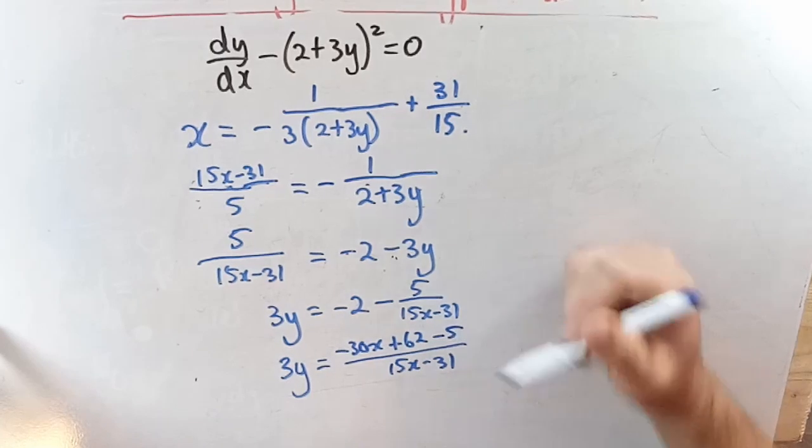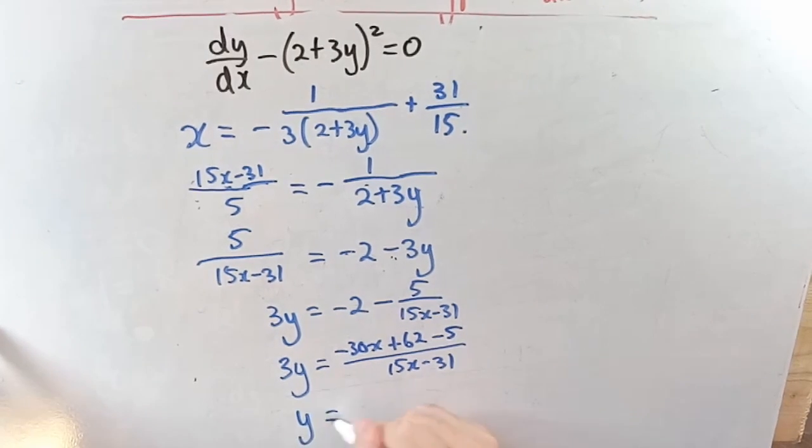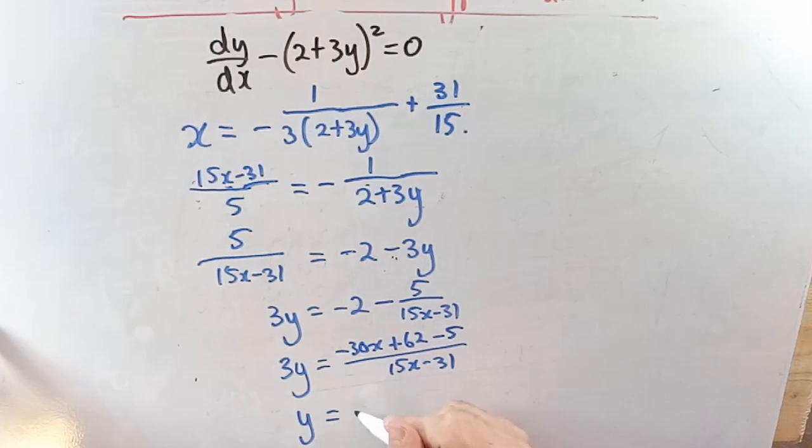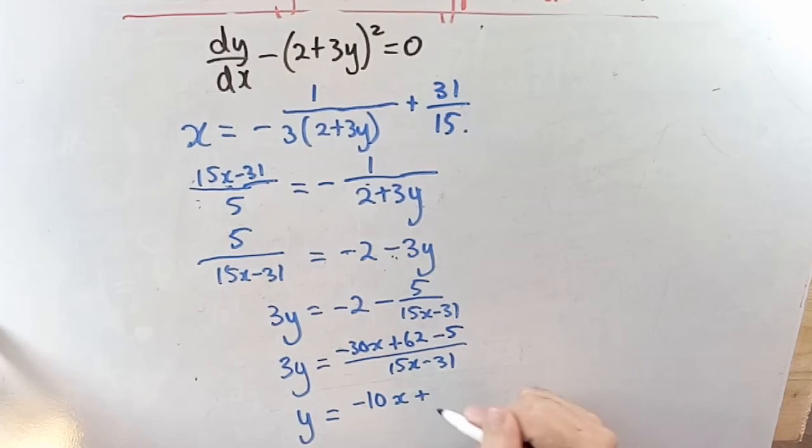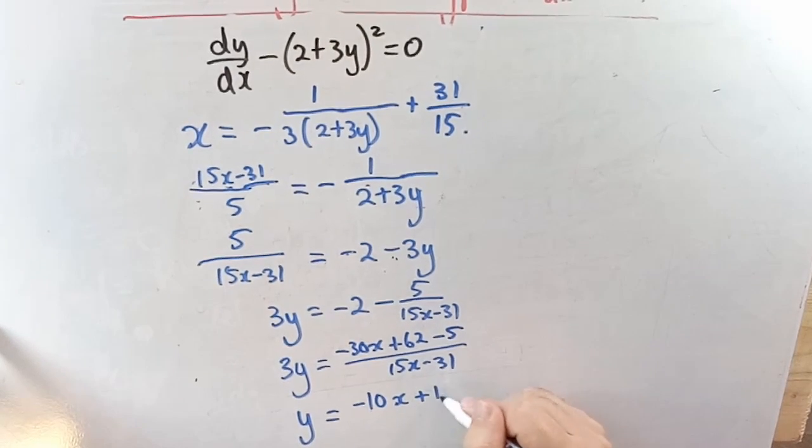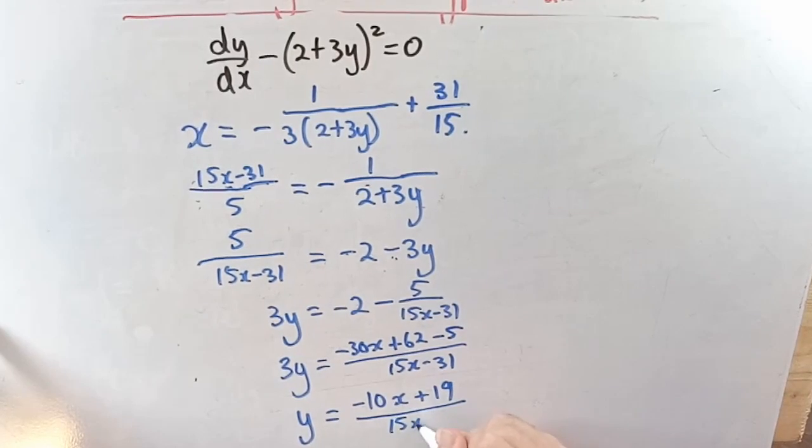Yeah, I think this is right. Okay, let's go y equals, divide it all by 3. I can go negative 10x plus 19 over 15x minus 31. Where did 19 come from?